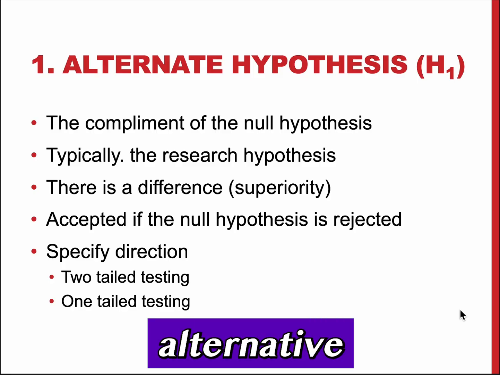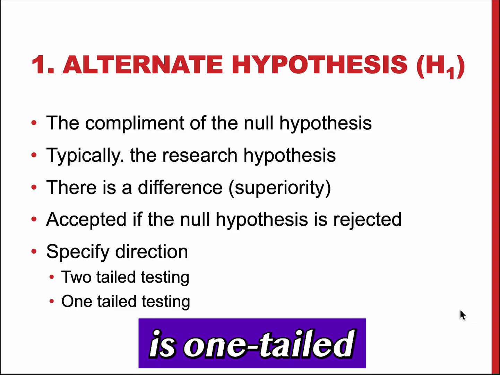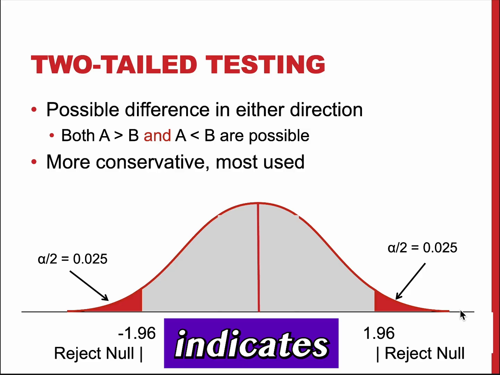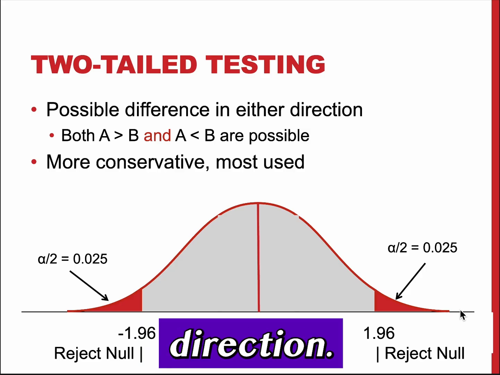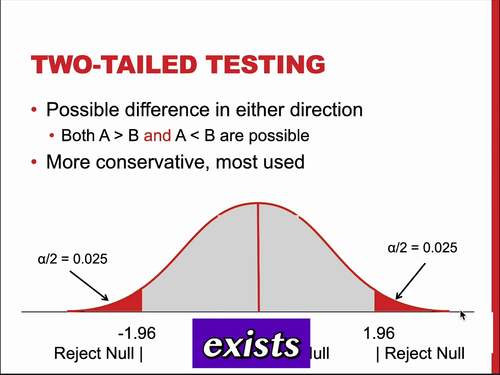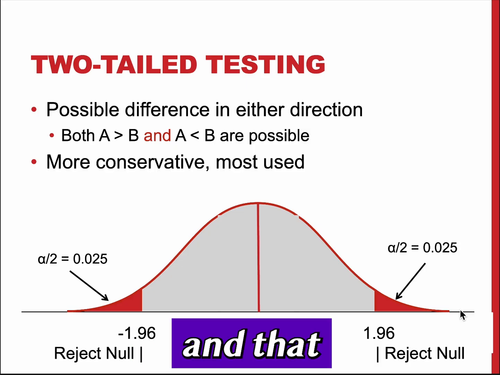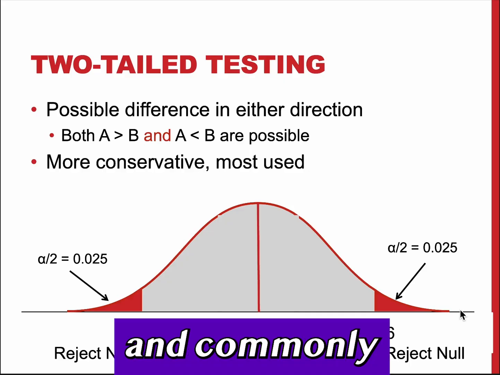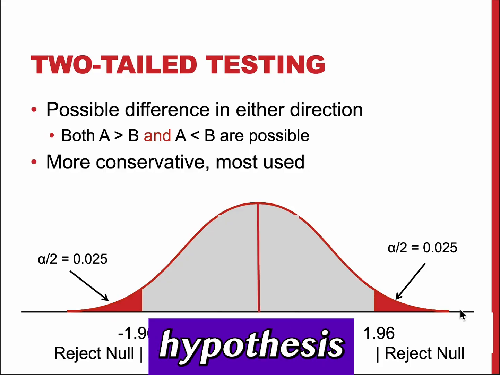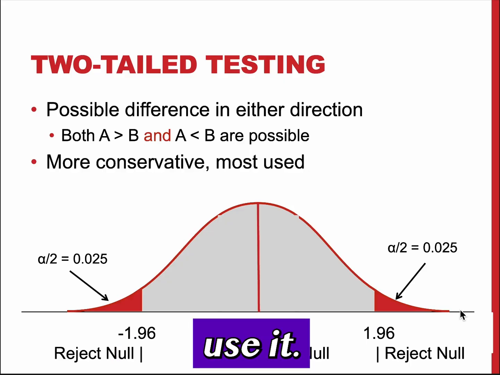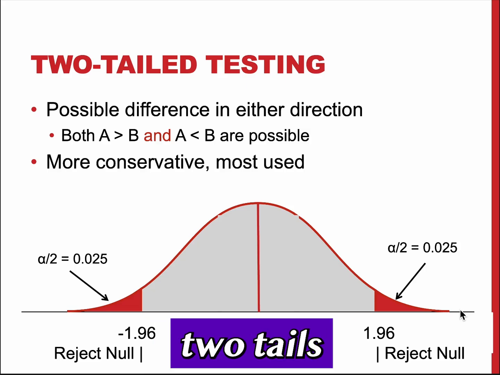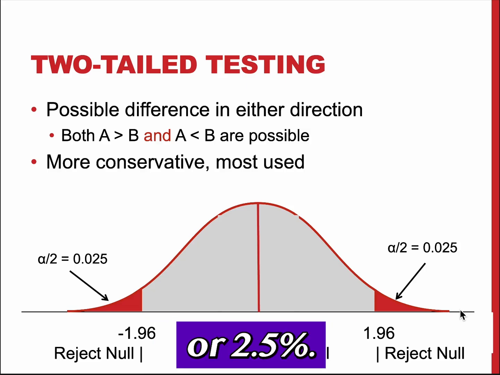The direction of the alternative hypothesis, whether it is one-tailed or two-tailed, must be specified. A two-tailed hypothesis indicates there is a possible difference in either direction. That means the possibility exists that A can be superior to B and that B can be superior to A. A two-tailed hypothesis is more conservative and commonly used. A two-tailed hypothesis should be used unless there is a clear reason not to use it. Note that the typical alpha error of 5% is divided by 2, resulting in two tails of 0.025 or 2.5%.